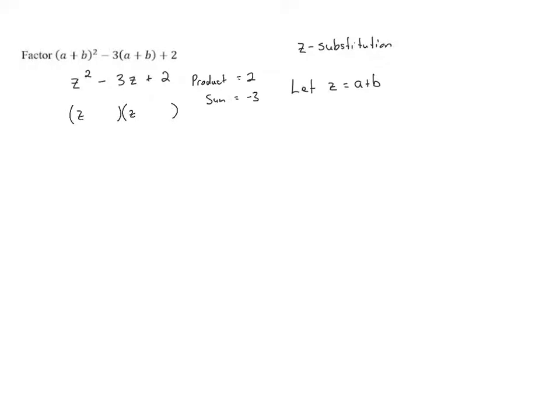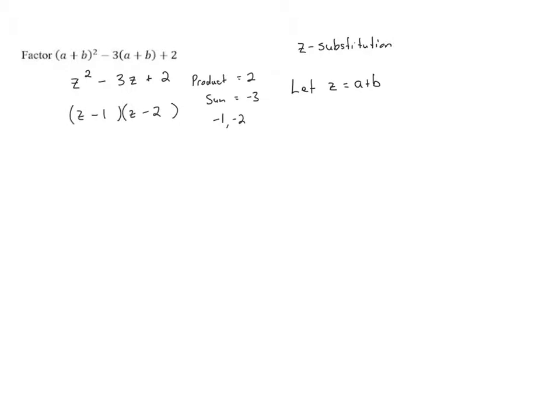And those numbers do exist. They are -1 and -2. -1 times -2 gives us 2, and -1 plus -2 gives us -3. So this factors into z minus 1 times z minus 2.